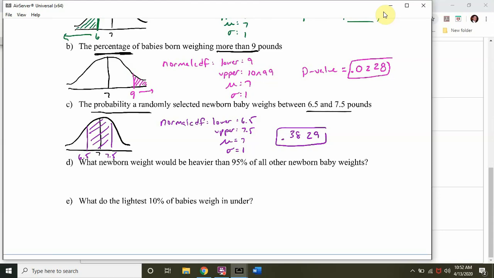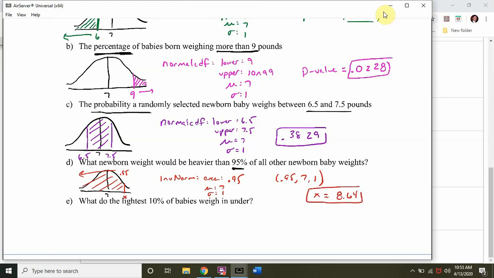Okay, so here we're actually looking for the weight that would be heavier than 95% of other weights. So this is centered at 7, and I'm looking for some number up here, I'll call it X, that's greater than 95% of the rest of the weights. In other words, I'm looking for the value at the 95th percentile. This is where we use the inverse norm feature. Okay, and so let's see, area refers to the percentile value. Make sure you do it as a decimal, 0.95. Okay, mu is still 7, sigma is still 1. Some of you may need to put it in the parentheses like this, the way your calculators are formatted. Okay, but that's the idea. And if you punch that in, I'm getting an X value pretty close to 8.64 pounds. And again, I just chose to round 2 places here.